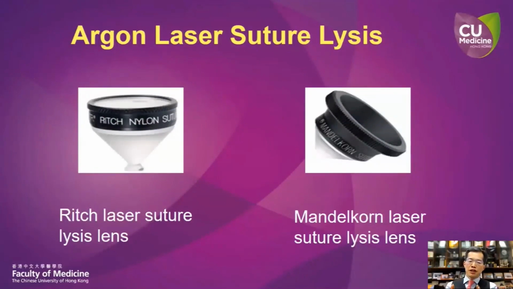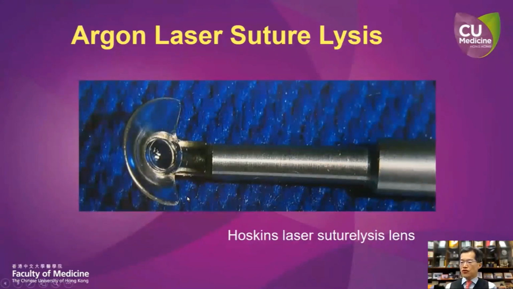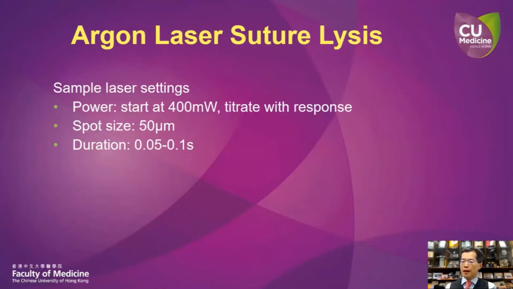Now, there are several different types of suture lysis lenses that you can use, but personally, I prefer to use the Rich laser suture lysis lens, which is shown here. And of course, there are other types as well. My laser settings for suture lysis: I usually start at 400 milliwatts. If necessary, I increase that further. And the spot size, I start with 50 microns with a duration of 0.05 to 0.1 seconds.